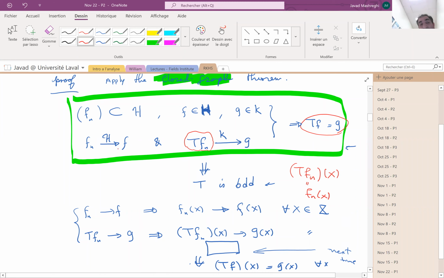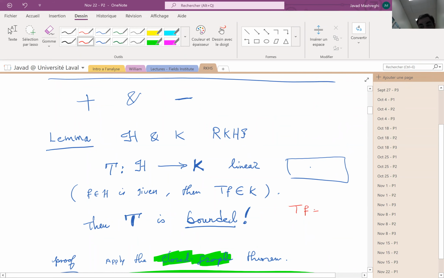So if Fn goes to F and Fn goes to G, F has to be equal to G. The general version I needed, the T of Fn was just a multiplication. So Tf was an h times f, something like that. And now again, you see there is a connection between Tf at point x and f(x): it is h(x) f(x).